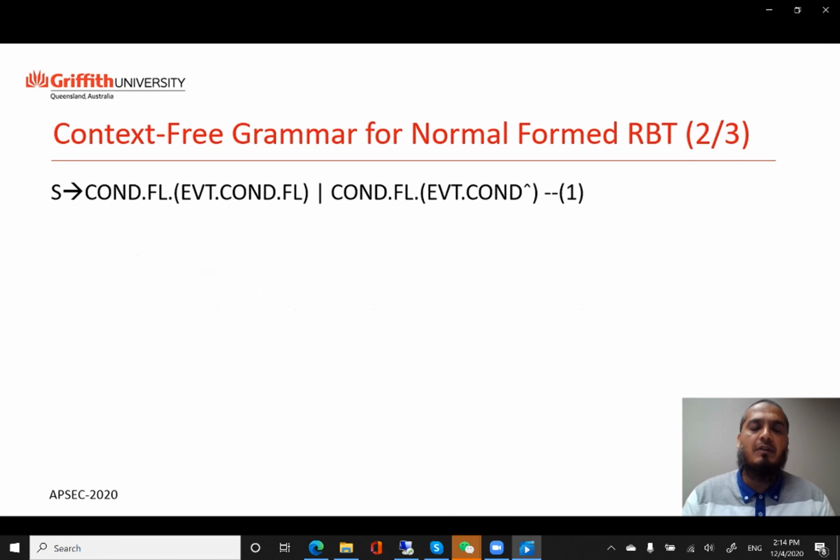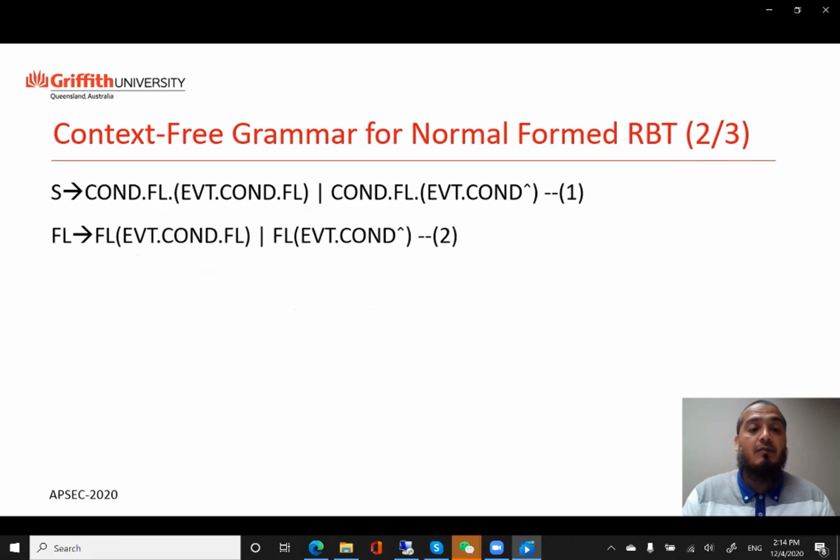As a start symbol, we then have a condition, FL, EV, so these are the non-terminals. I will discuss them shortly. And then we have this special symbol, which is the inversion symbol. This is one of the properties of behavior trees. I will not discuss in detail here what is meant by inversion, as it actually requires a lot of time.